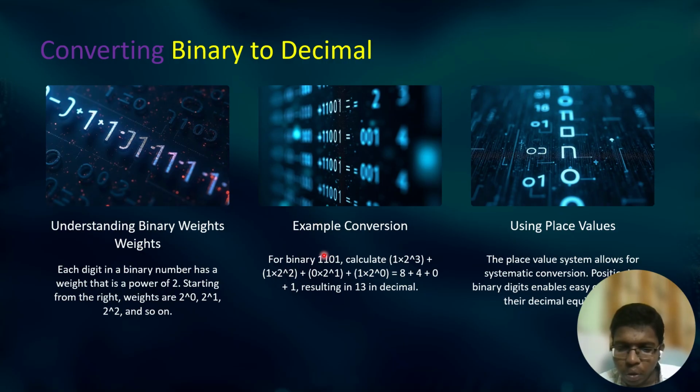For example, conversion for binary 1101 is calculated as 1 times 2 to the power 3 plus and so on. Like this, we can substitute the given binary code and we get the result, which is 13 in decimal.